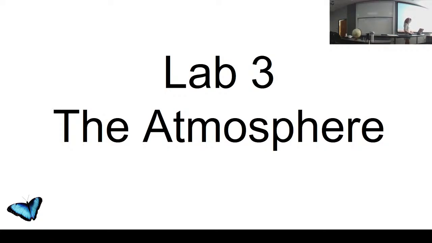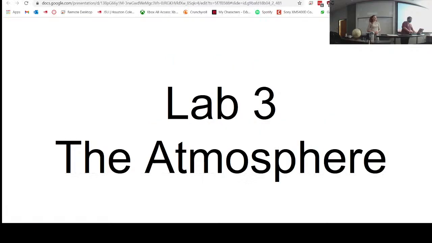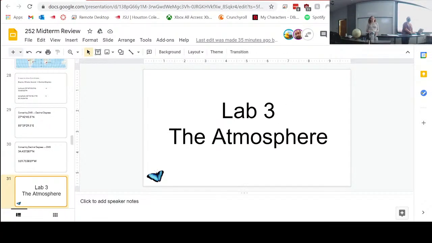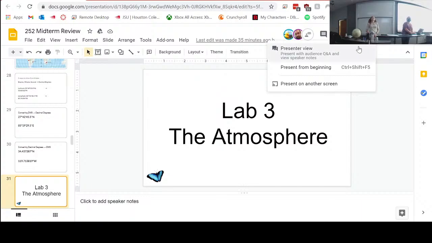But moving into lab 3, the atmosphere. For the atmosphere, in the last lab, lab 2, longitude and latitude, we talked about this invisible grid over the Earth's surface. So now we're going to talk about the invisible atmosphere that's also over the Earth's surface.